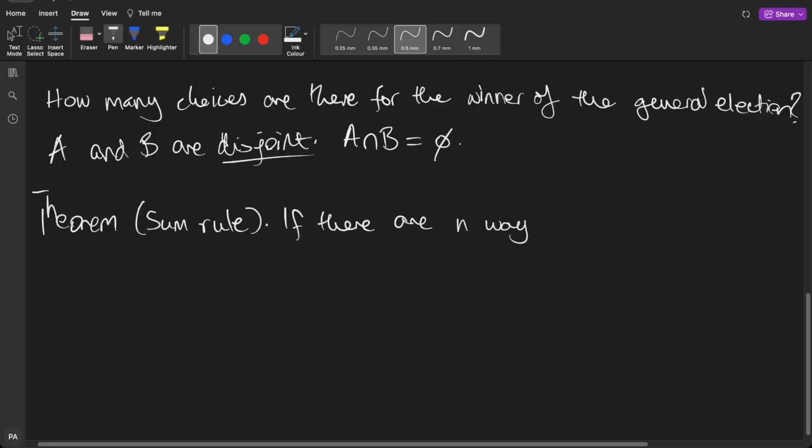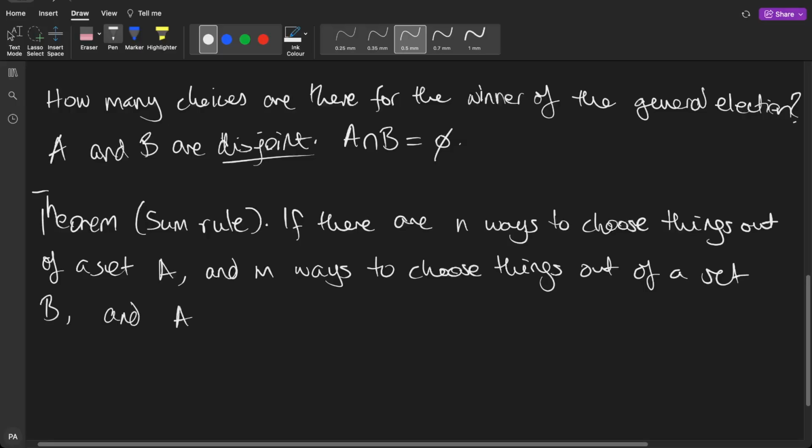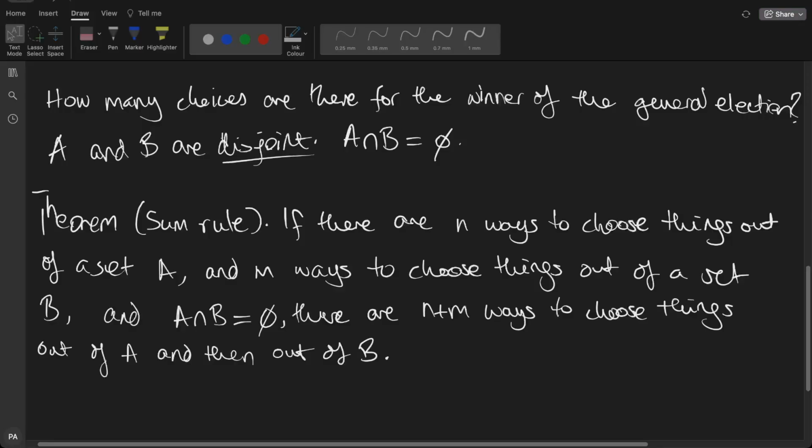If there are n ways to choose things out of a set A, and m ways to choose things out of a set B, and A and B are disjoint, there are n plus m ways to choose things out of A and then out of B. That's the combinatorial rule of sum.